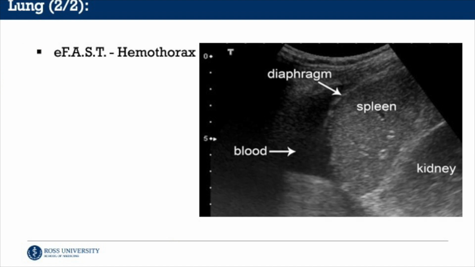Instead of air in the chest cavity, as in the previous slide, we have an example of a hemothorax in a patient. As you can tell, you can see the blood versus the diaphragm and the spleen pointed out by the text and the arrows here. And notice how they vary in echogenicity.